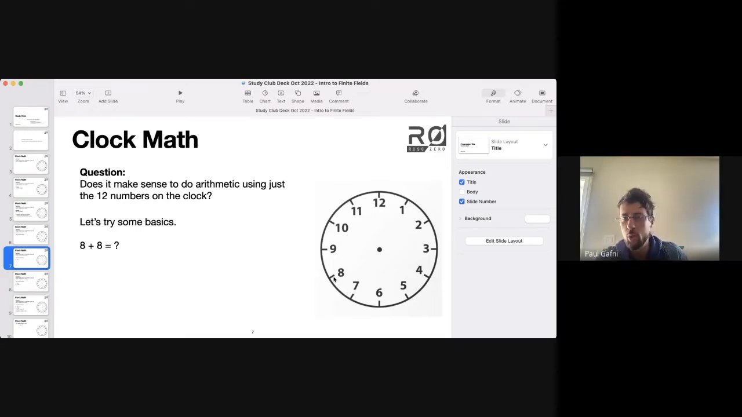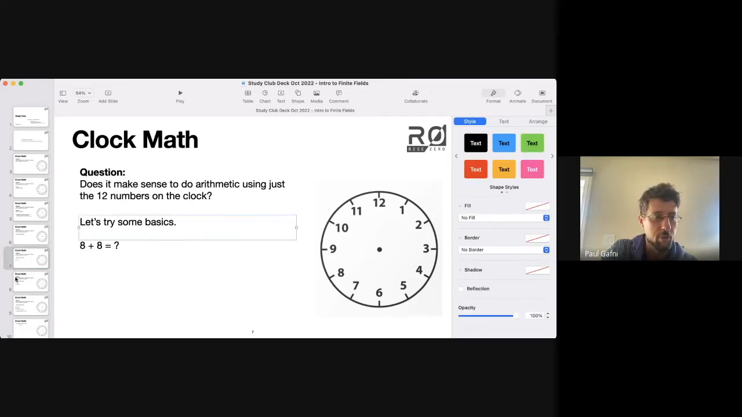Okay, so I'm going to do 8 + 8 here. I'm starting at 8 and I'm going to count 8 around the clock. 1, 2, 3, 4, 5, 6, 7, 8. It looks like 8 + 8 is 4 on the clock.